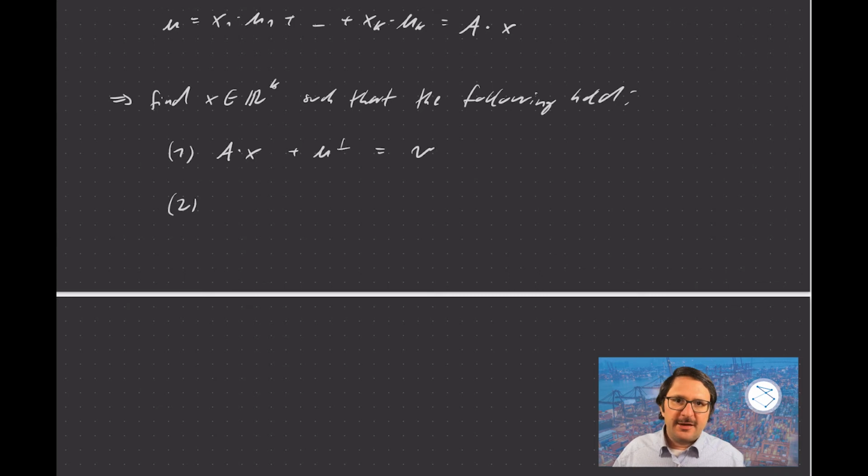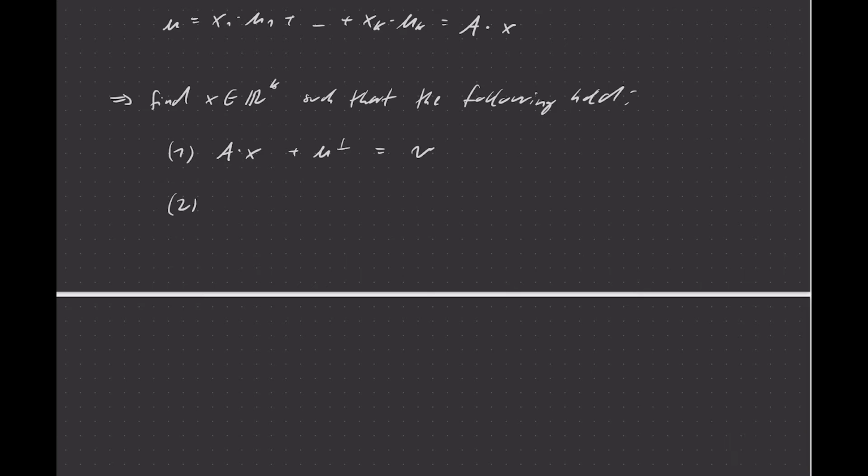That means it needs to be orthogonal to the space U, and that means it needs to be orthogonal to all the basis vectors of that space. So the basis vectors are the columns of A. That means the scalar product of each column of A and u ortho needs to be 0. So the scalar product of ui and u ortho needs to be 0 for all i in k.